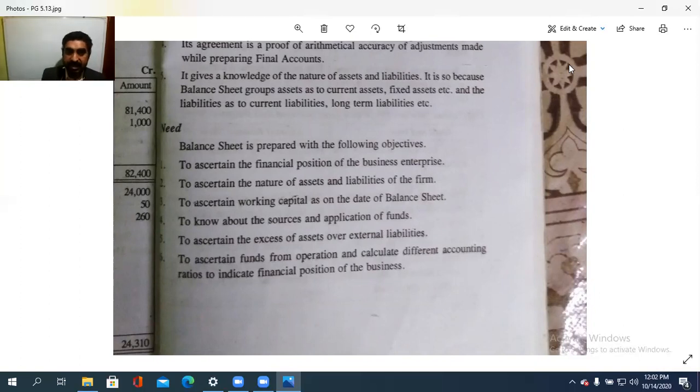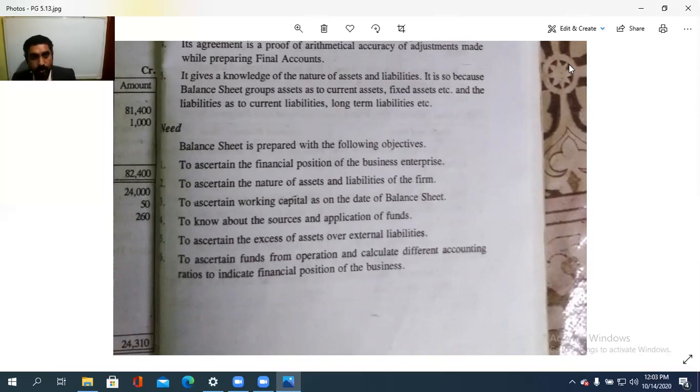Then, to ascertain the working capital as on the date of the balance sheet. To know about the sources and application of funds. From what source the fund is to be generated, and what is the use of that particular application of the fund. Okay, rather the intake and outlay, the movement of money.